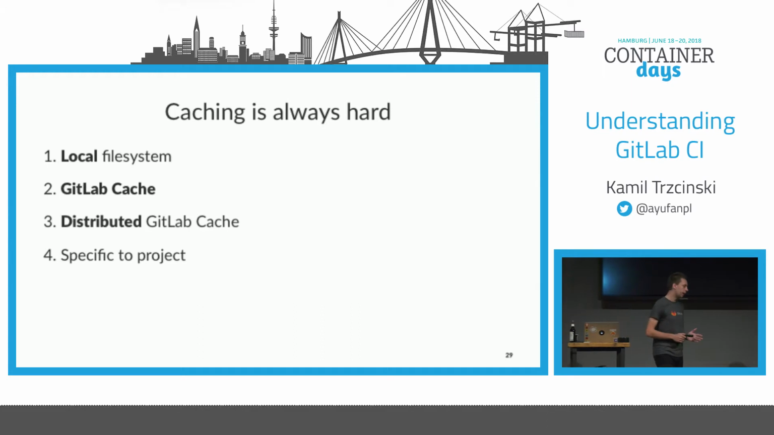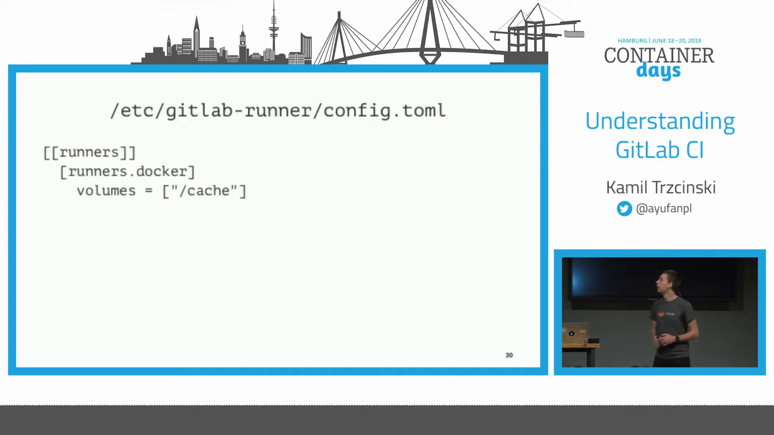So I mentioned caching, and caching is always hard, and probably even harder is invalidating the cache. But GitLab-runner gives you a few different possibilities for having the caches right for your project. The simplest one, and there is no magic in the caching: if you register GitLab-runner and you register the Docker executor, you get a volume/cache defined in your config.toml.